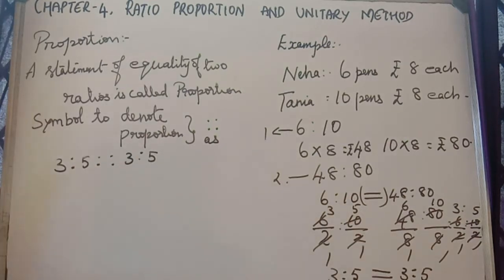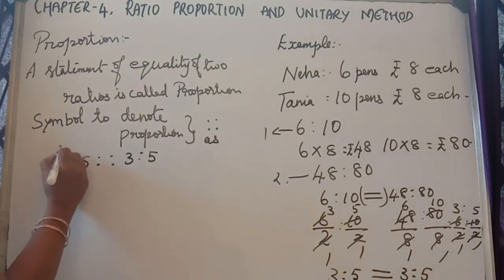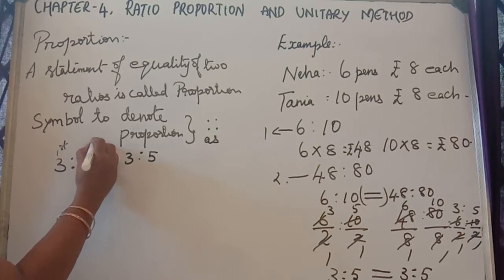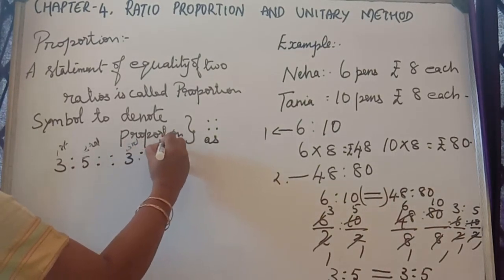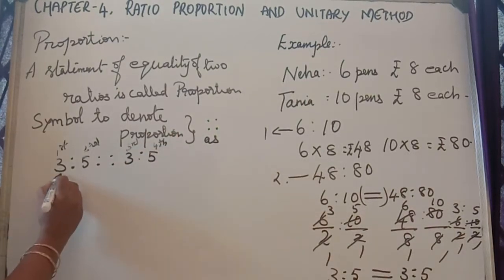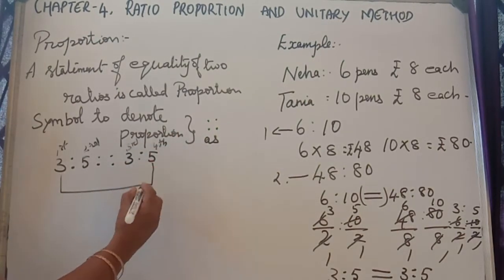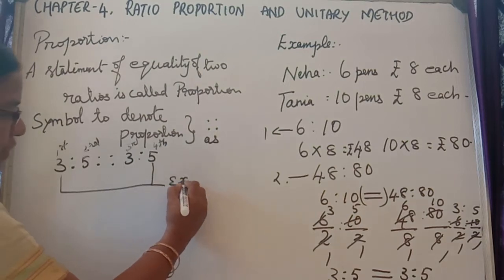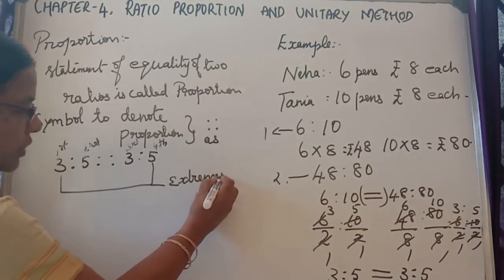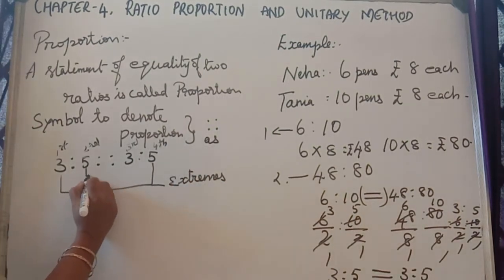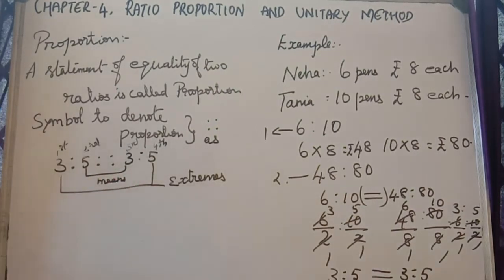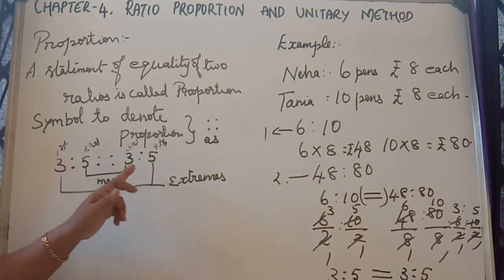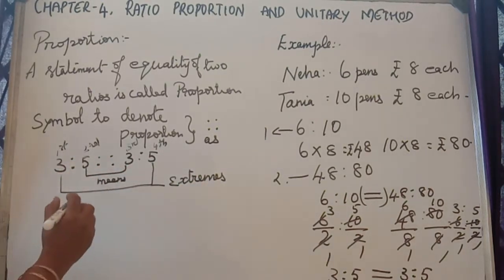Here there are 4 terms. This is the first term. This one is the second term. This is the third term. This is the fourth term. Now the first and fourth terms are called extremes. What will they be called? Extremes. The second and third terms are called means. First and fourth terms are called extremes. Second and third terms are called means.